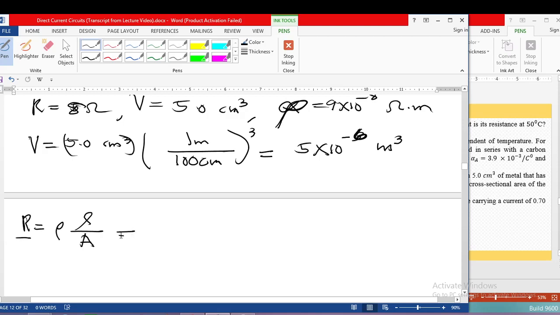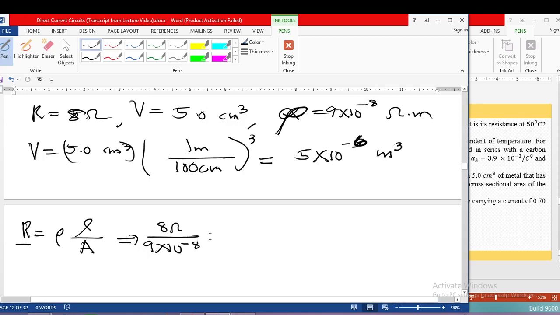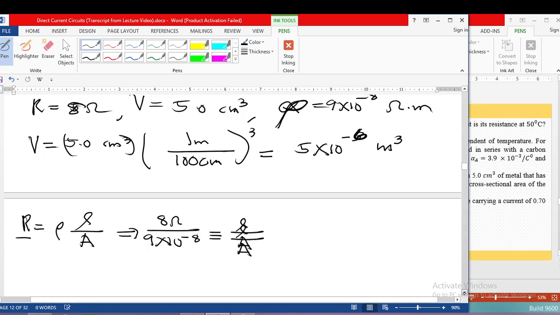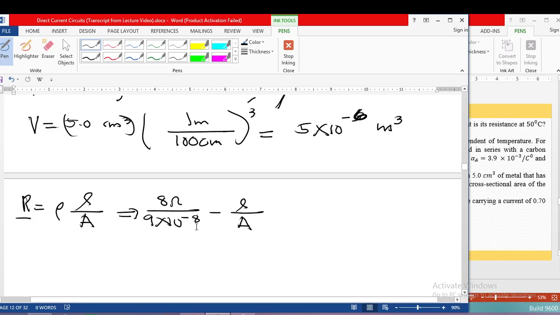Okay, so how to do this one? So we have R, 8 ohms divided by 9 times 10 raised to negative 8. But this is negative 8, right? Then we have L over A. So this is the relationship between L over A. So instead of my other relationship, how about the volume?